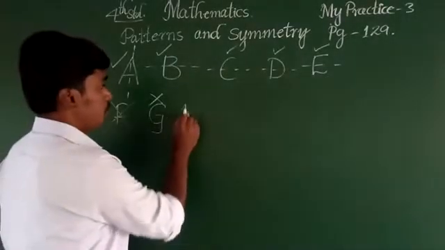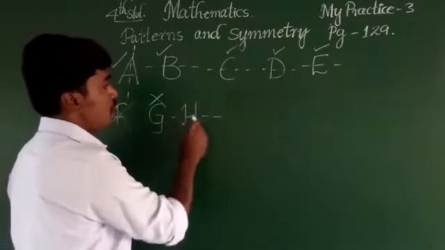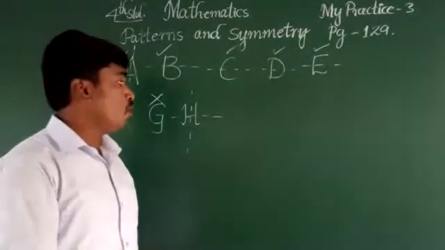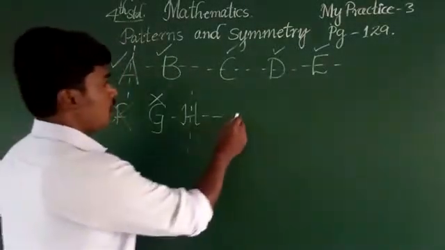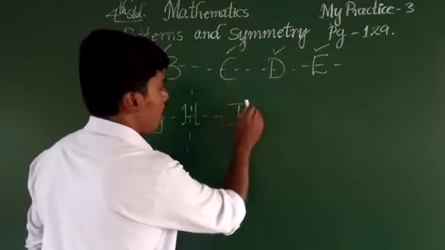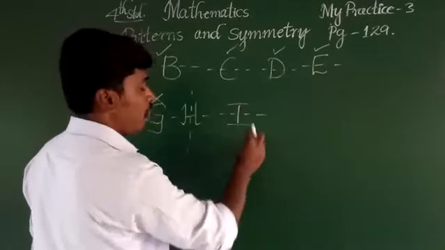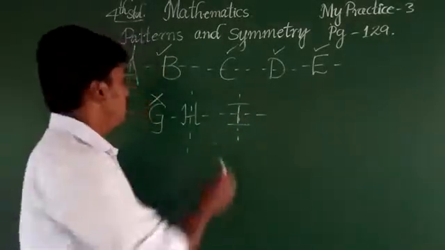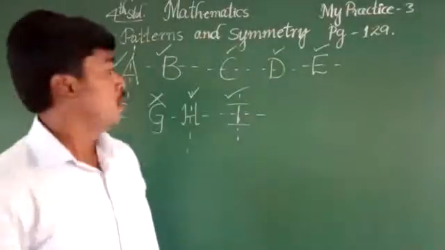H. It has two lines of symmetry, horizontal as well as vertical. So H has two lines of symmetry. I. Observe dear children, I also has two lines of symmetry. So top and bottom it fits. Left and right also it fits. So H, I also have two lines of symmetry.